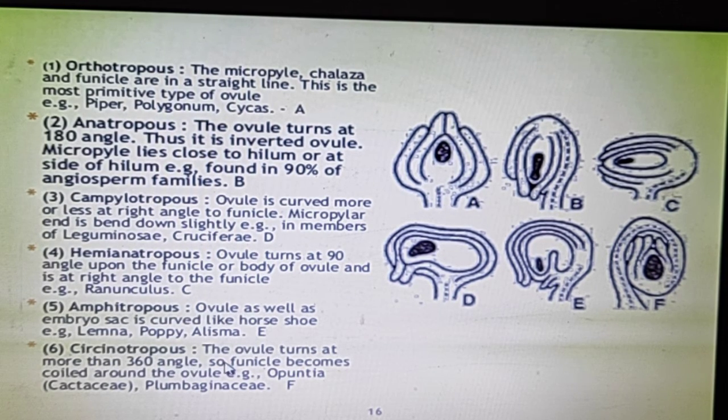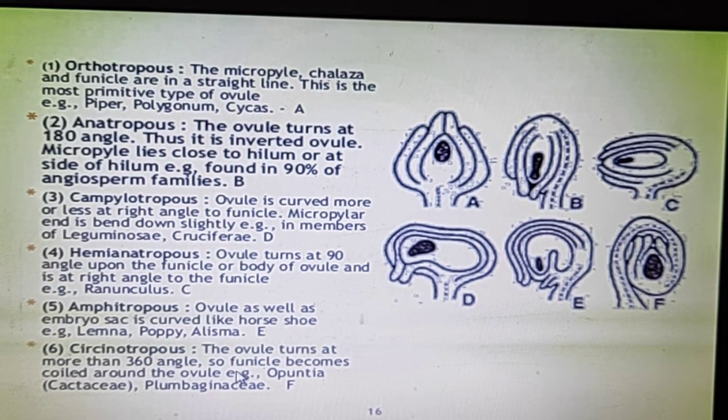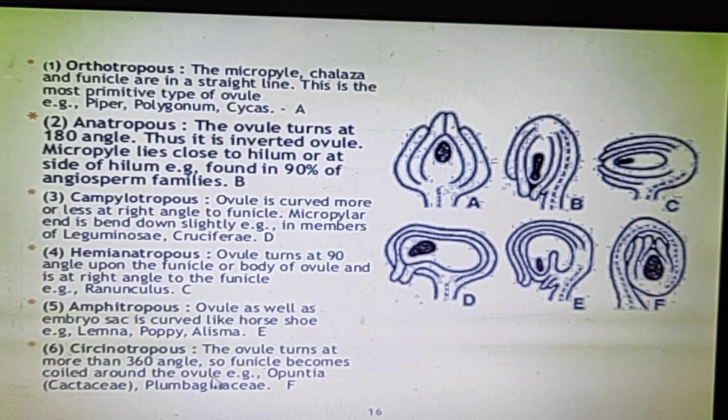Next is the circinotropous. These types of ovules are very unique. They are present in the Opuntia family, the cactus family. These ovules turn at more than 360-degree angles, so the funicle becomes coiled around the ovule. See, this is the funicle, and you can look at this.